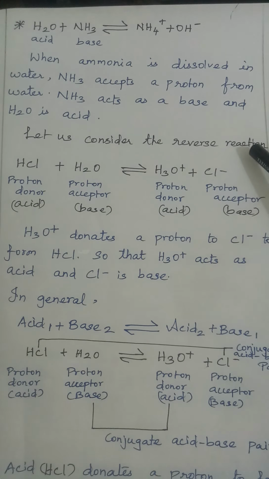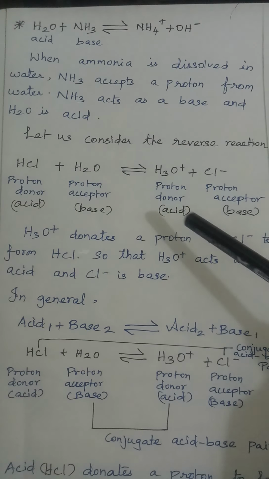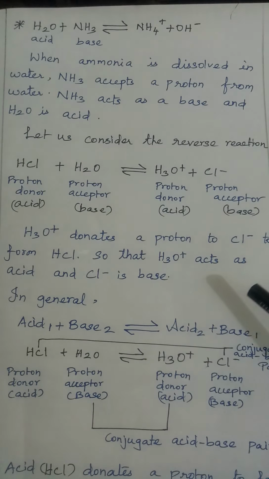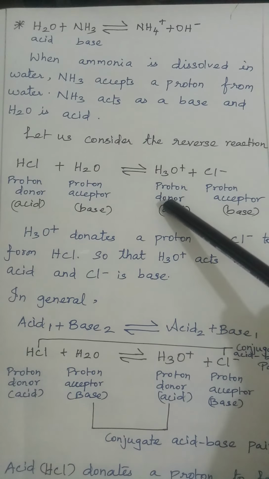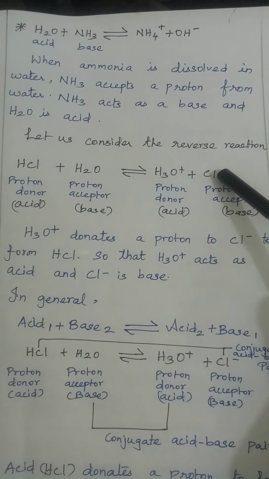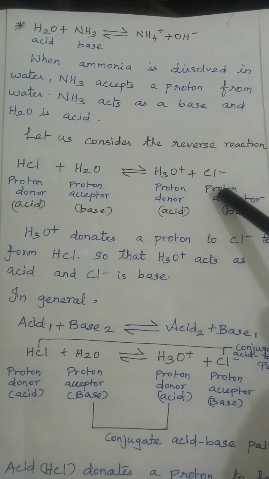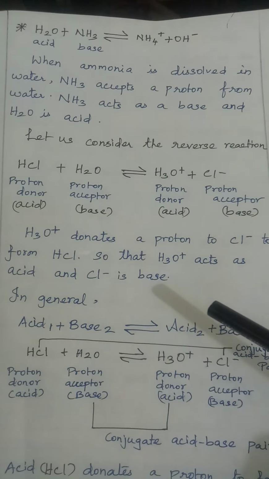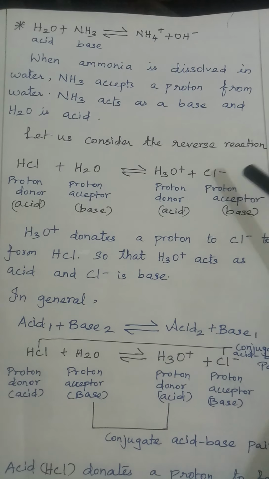Let us consider the reverse reaction of this one. Reverse reaction means what? Product is converted into the reactant. H3O plus combines with Cl minus ion to form HCl and H2O. So H3O plus donates the proton to Cl minus and becomes H2O. Cl minus is a proton acceptor. It accepts a proton and becomes HCl. So H3O plus acts as an acid and Cl minus acts as a base.